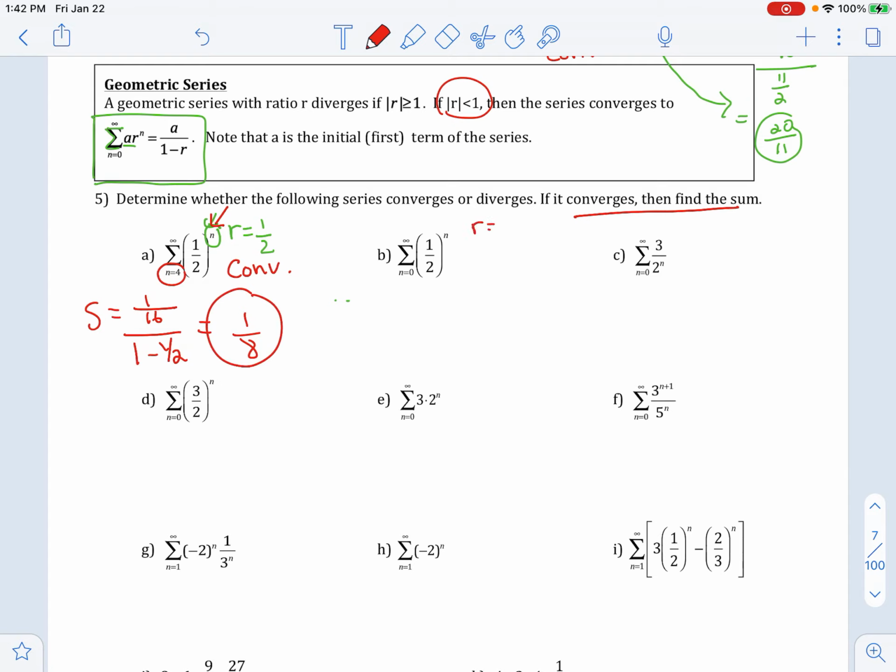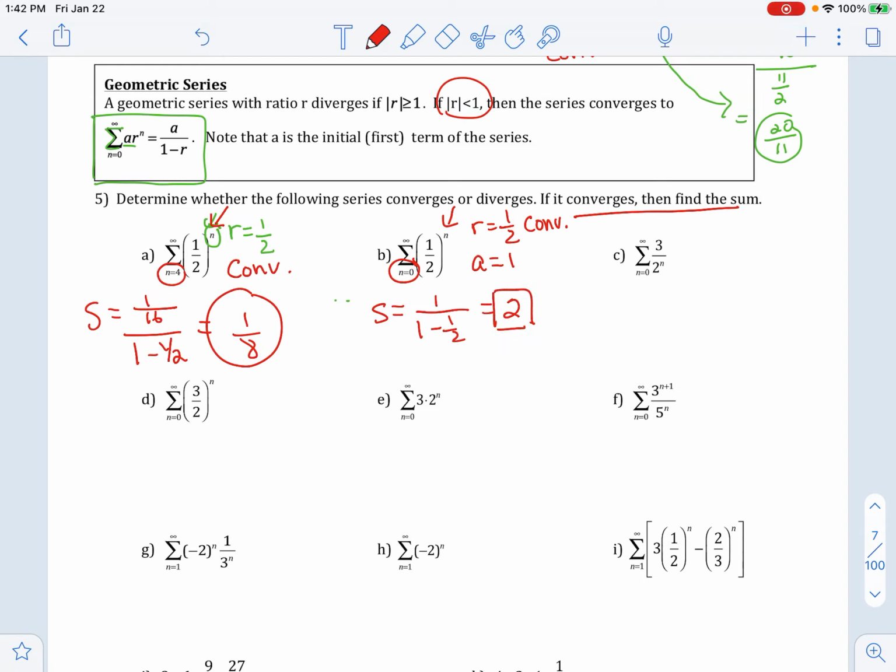So letter B. Notice here your R is also 1/2, so we know that it's going to converge, so we need the sum. But notice here, the series is starting at 0, so your first term is 1/2 to the 0, which is 1. So the sum in this case would be A over 1 minus R, and this is 2.